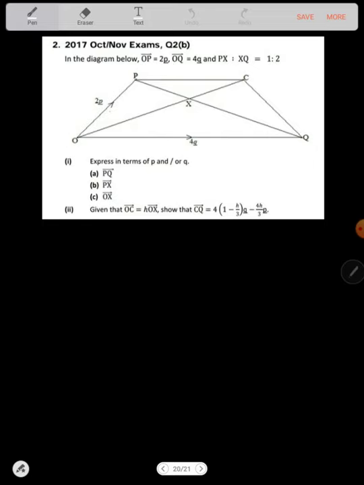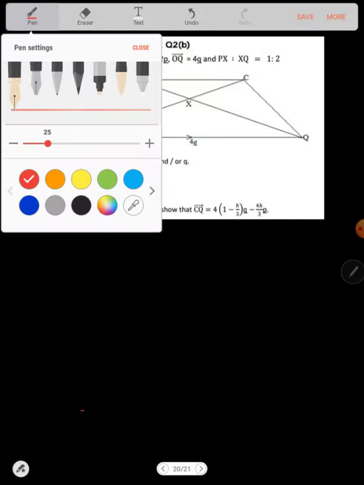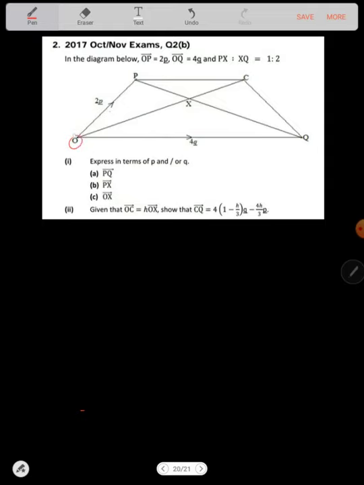In this video, we'll be looking at 2017 October-November question 2B on vector analysis. So the question says, in the diagram below, OP is 2P. You can see that OP is 2P. So OP is from there to there, which is 2P. Then we have OQ, all the way from there, and it's 4Q.